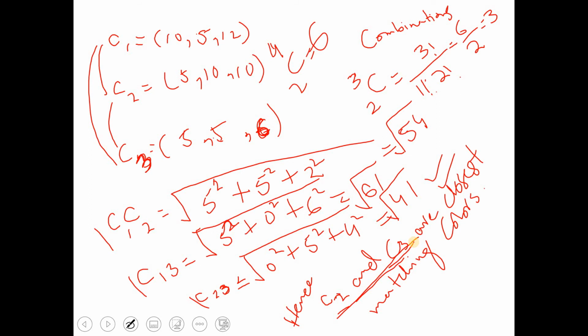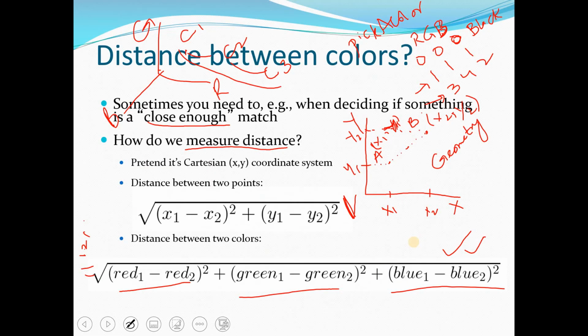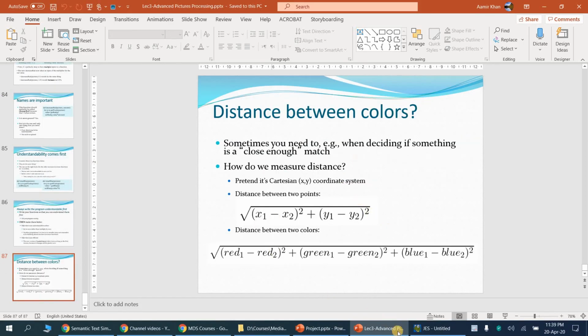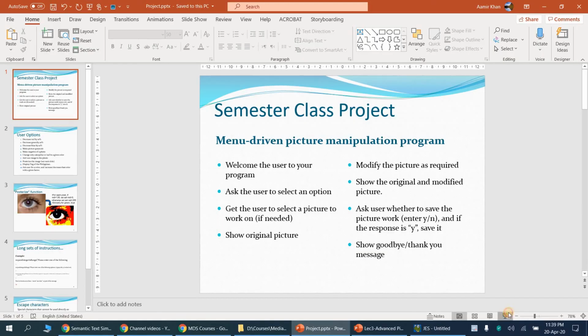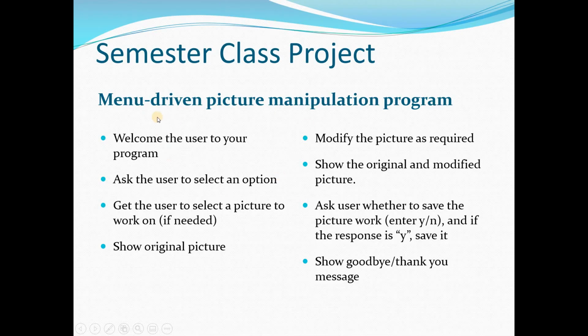With this we will finish our course, and now I will show you the project that you have to do during your break. After the holidays you come back, and the first thing we will check is the project. For the project, I will upload this page on the SharePoint. The starting part is the same for all the semesters. It is a menu driven picture manipulation program, a program that can handle or change pictures.